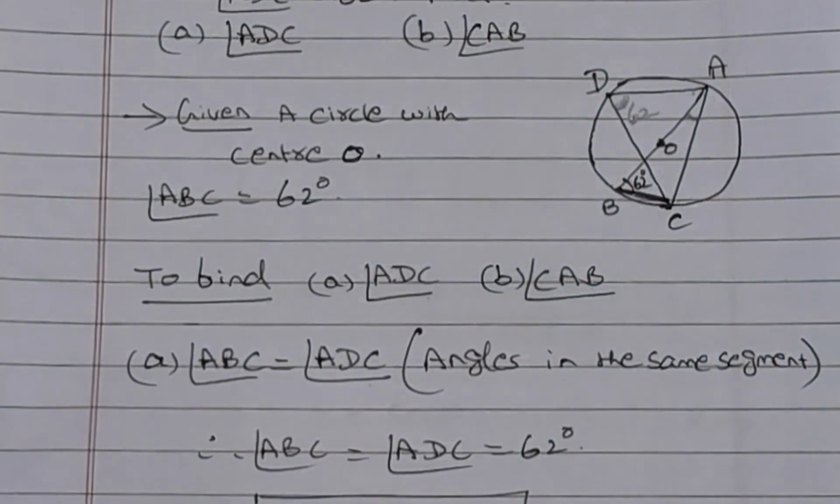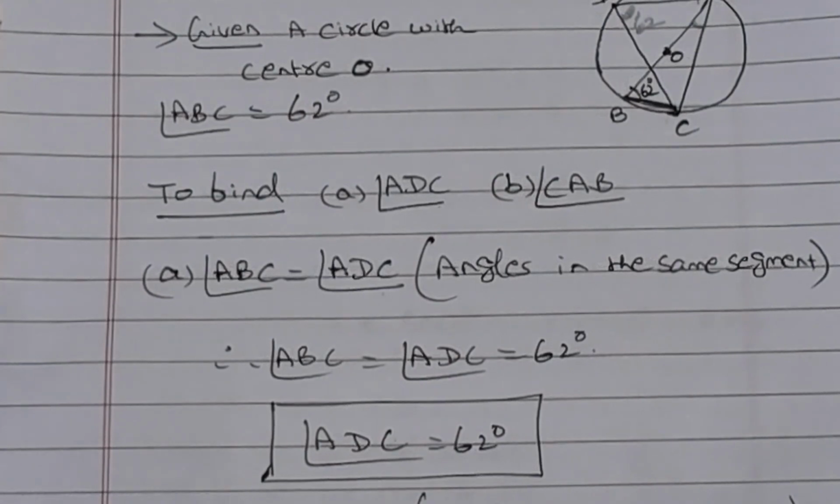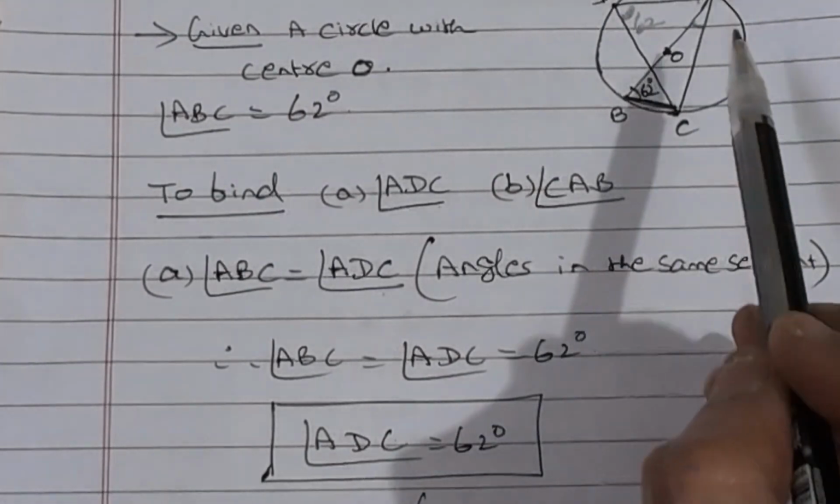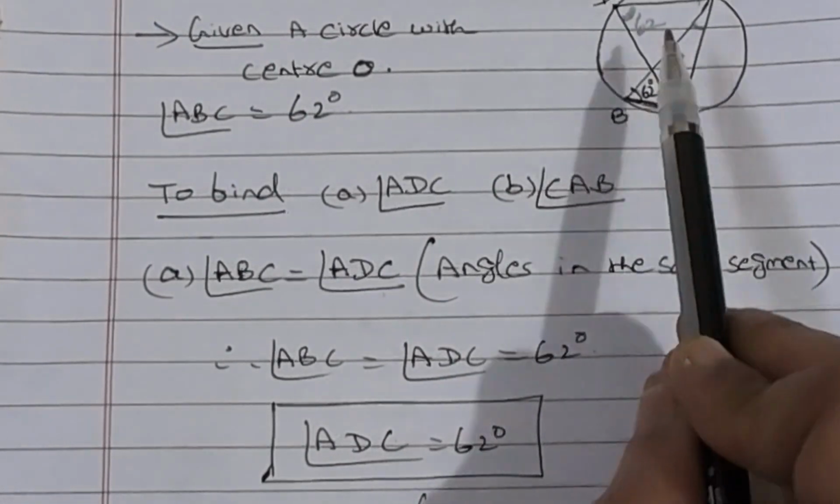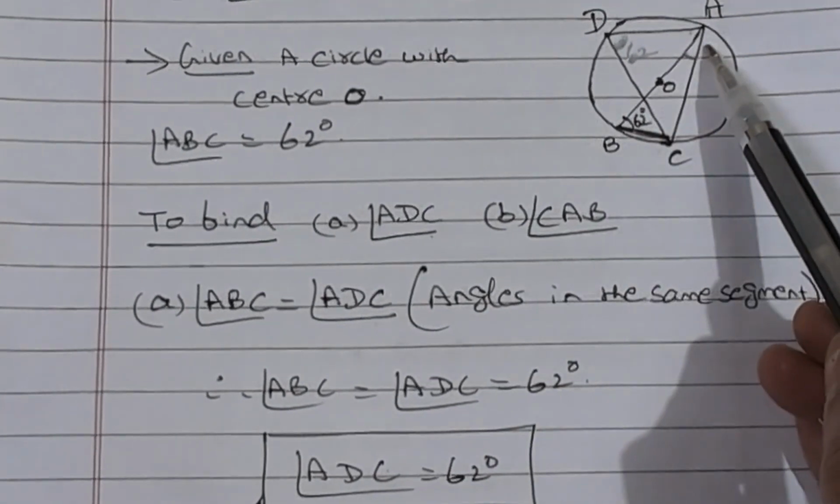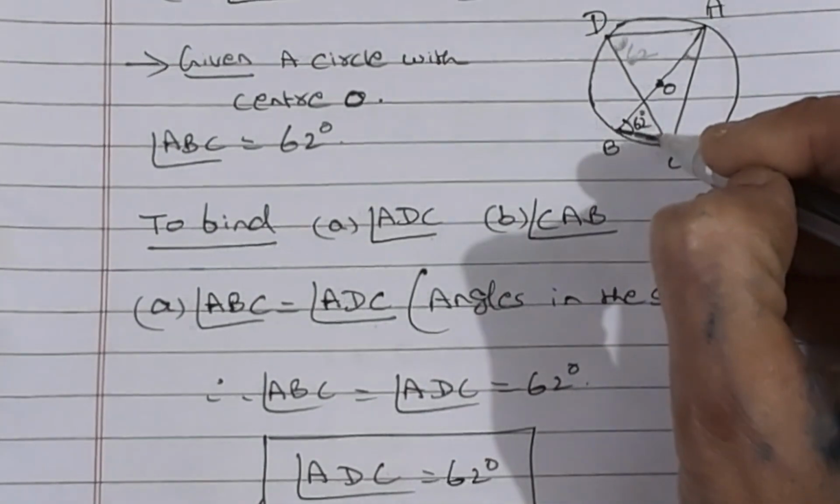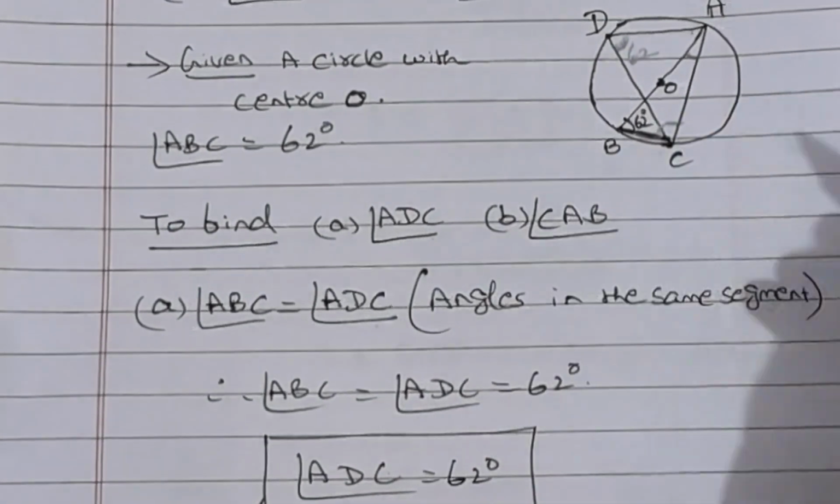Whichever angles you find, mark them with a pencil. So angle ADC is 62, first part is done. Second, we have to find CAB. Now here O is the center, it's already mentioned. So that means AB is the diameter. That means ACB will be 90 because the angle in a semicircle is 90 degrees.